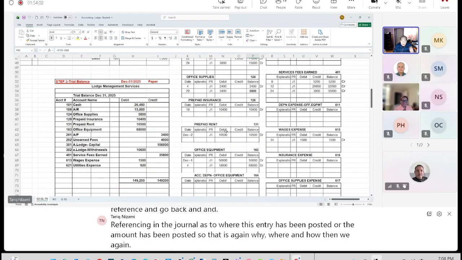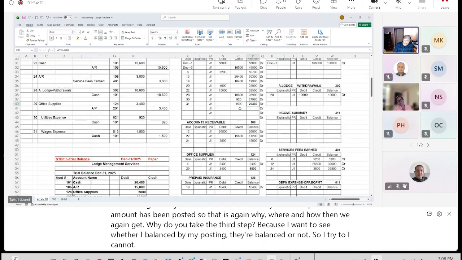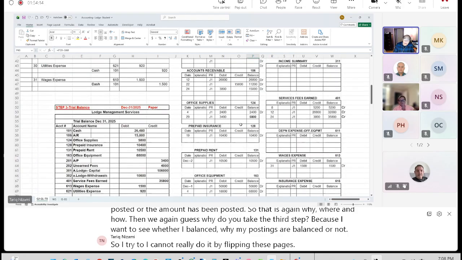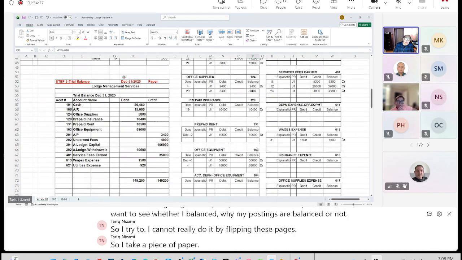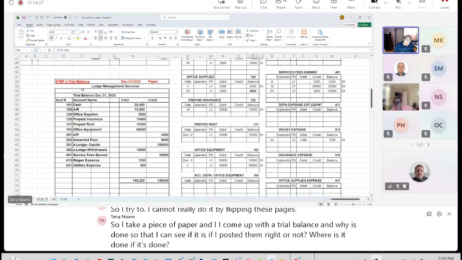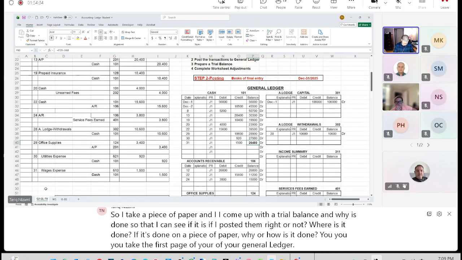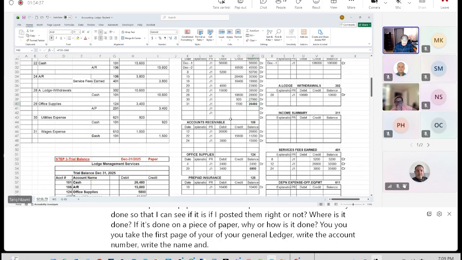Then we again ask, why do you take the third step? Because I want to see whether my postings are balanced or not. So I cannot really do it by flipping these pages. And so I take a piece of paper and I come up with a trial balance. Why is it done? So that I can see if I posted them right or not. Where is it done? It is done on a piece of paper. How is it done? You take the first page of your general ledger, write the account number, write the name and the amount, debits and credits.